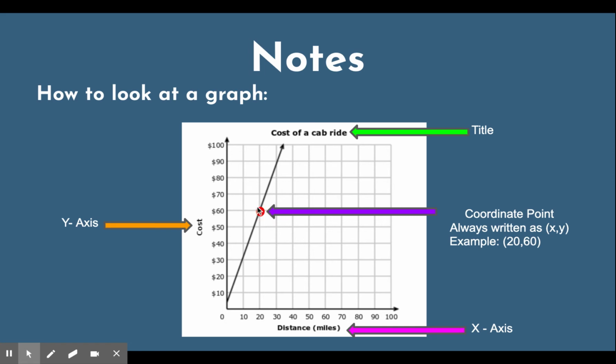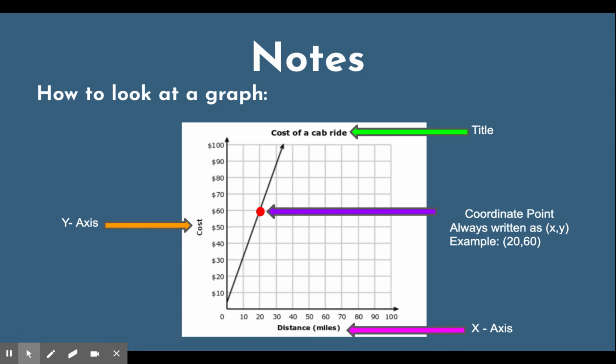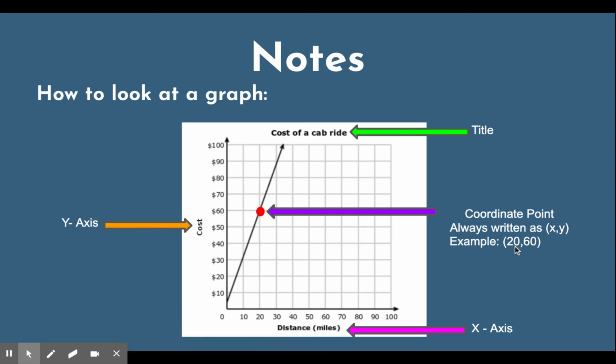The last thing, when you put a point on a graph, we just want you to know that's called a coordinate point. It's always written as X, Y. My X number should always come first before my Y number. It's never the opposite way around. I know on a table, we used to go Y divided by X, but on a graph, it's X comma Y. So just make sure you keep that in mind. So in this case, my point is 20 miles and $60. So for 20 miles, it's going to cost $60. So that's why my coordinate pair is 20 and 60.